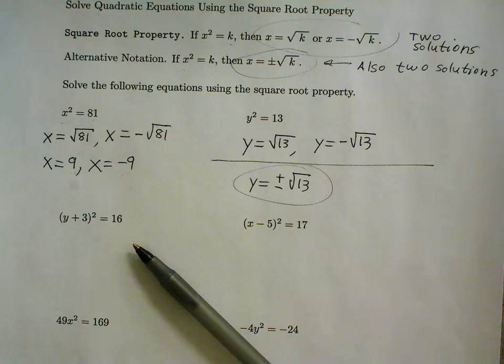Okay, type in the simplified answers. There are two solutions. Do you know what they are? 7, negative 7. One of them is correct.